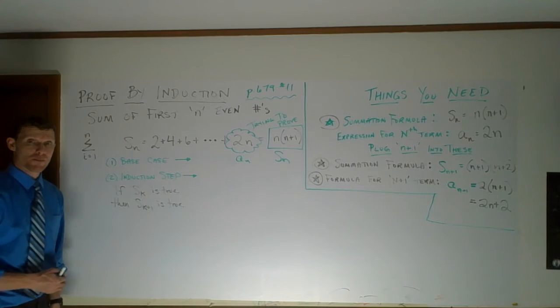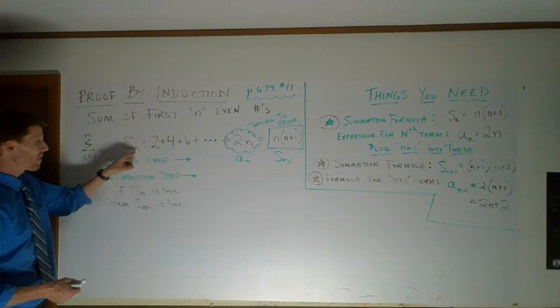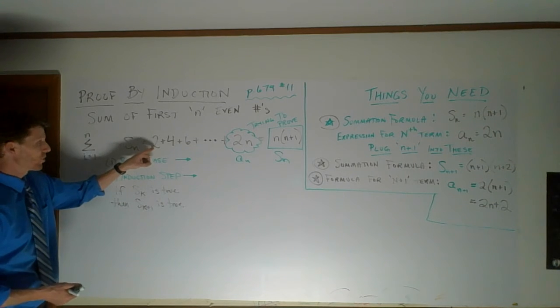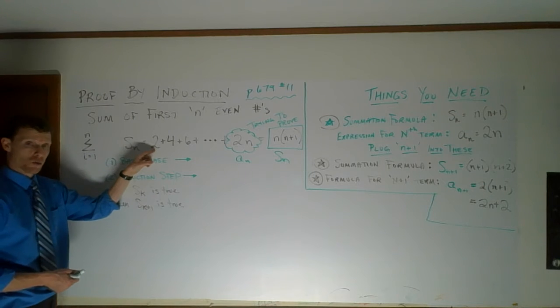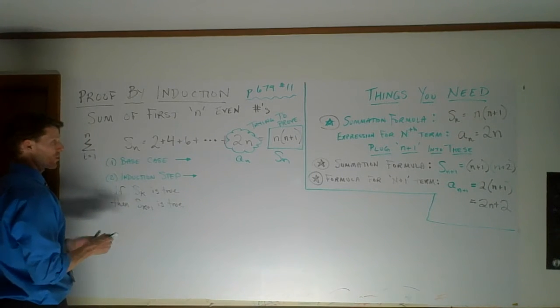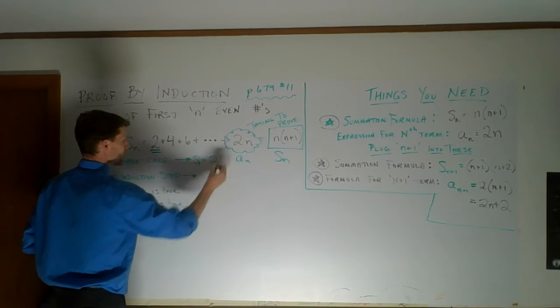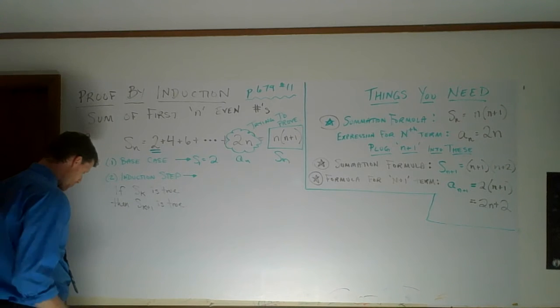There's two parts to every proof by induction. The first is to show the sum of the very first term, which is just 2, basically that the first term equals what we get when we plug in 1 to this formula. So you do it manually, you find the first term is 2. And then you do it with the formula.